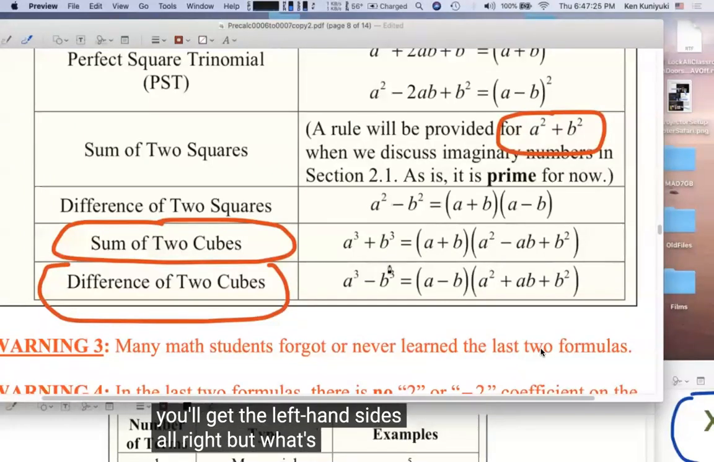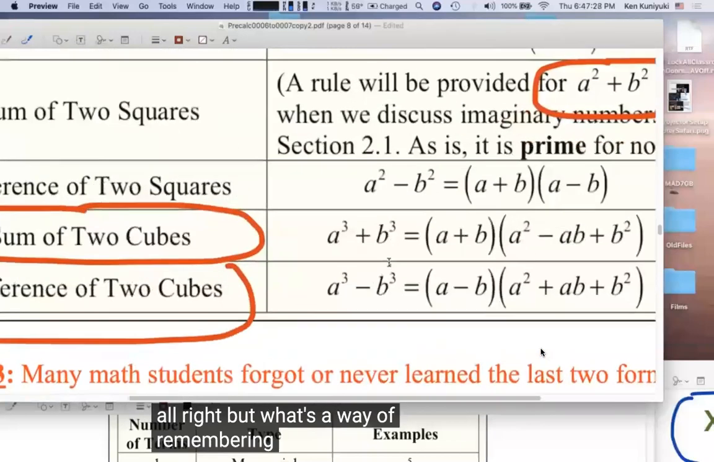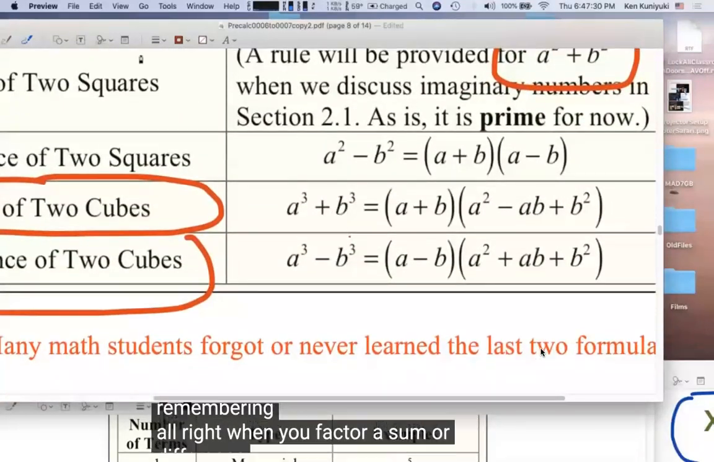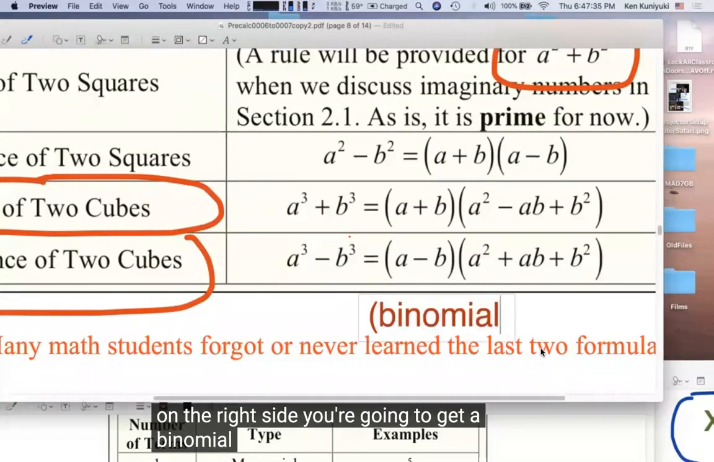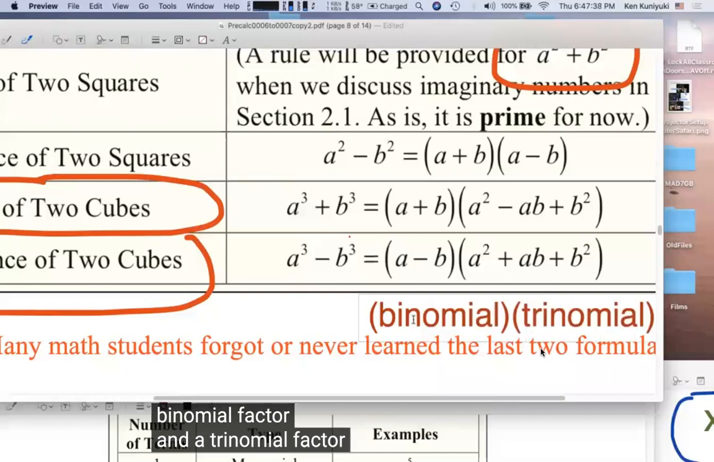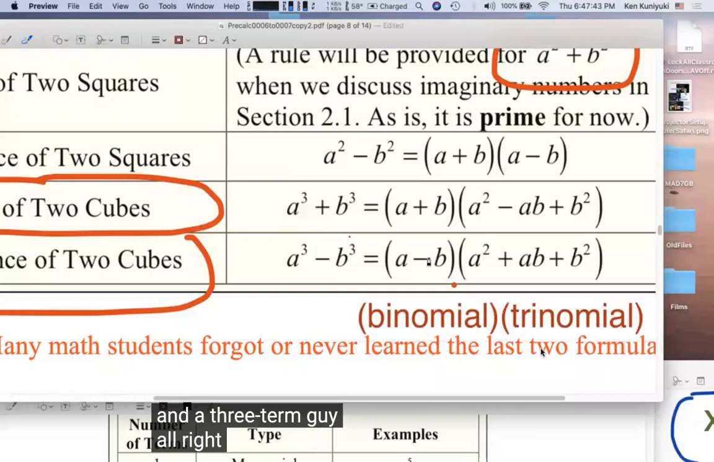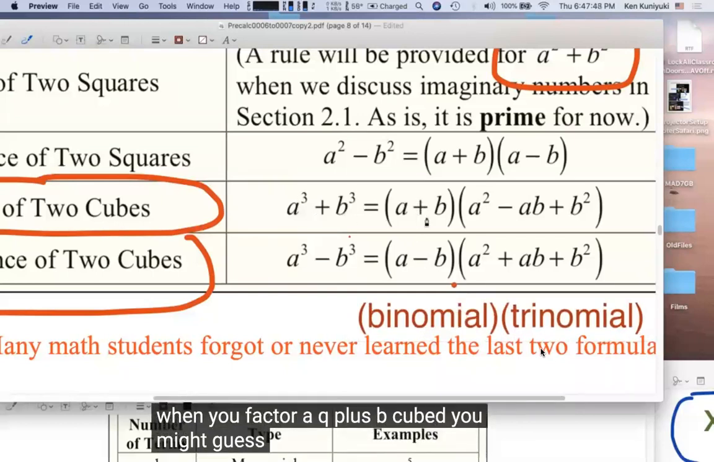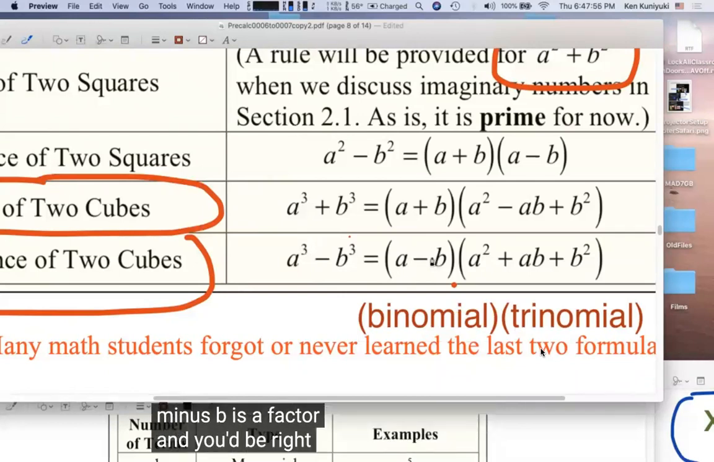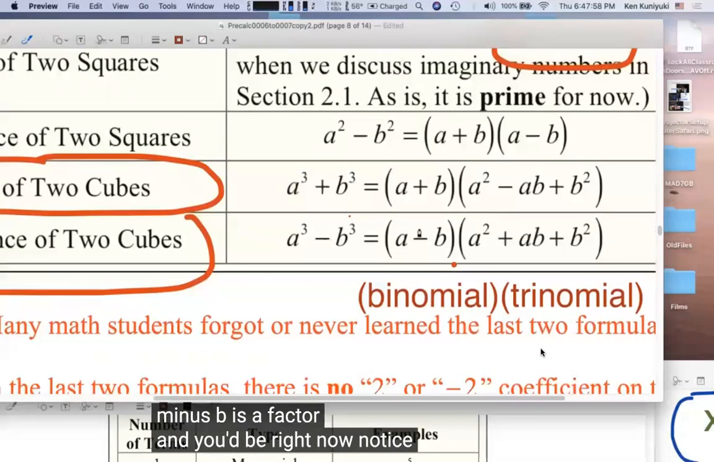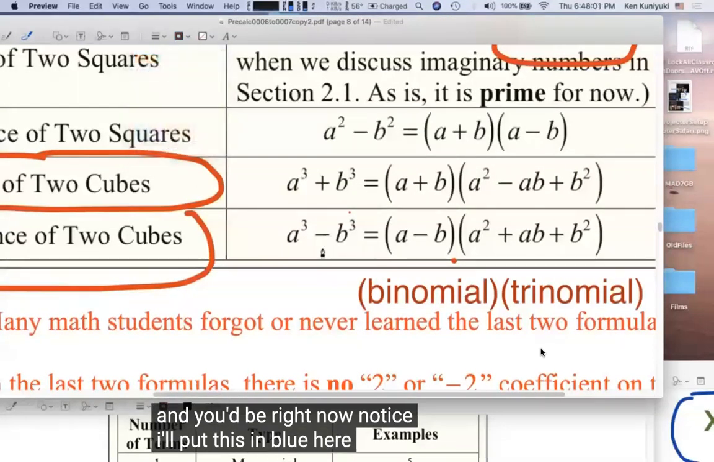All right, but what's a way of remembering? When you factor a sum or difference of two cubes using these rules, on the right side you're going to get a binomial factor and a trinomial factor, a two-term guy and a three-term guy. Now, the binomial is pretty obvious. When you factor a cubed plus b cubed, you might guess that a plus b is a factor, and you'd be right. If you factor a cubed minus b cubed, you might guess that a minus b is a factor, and you'd be right.